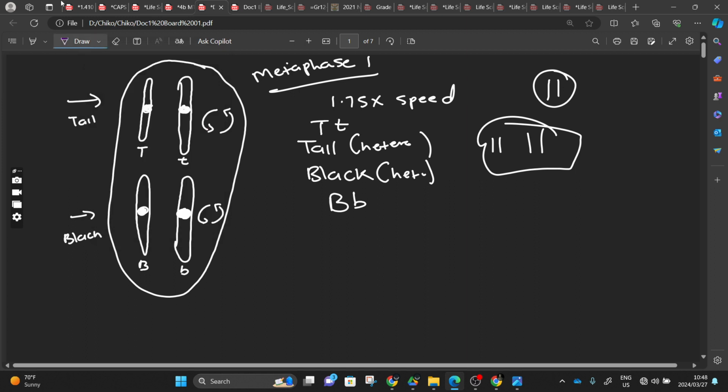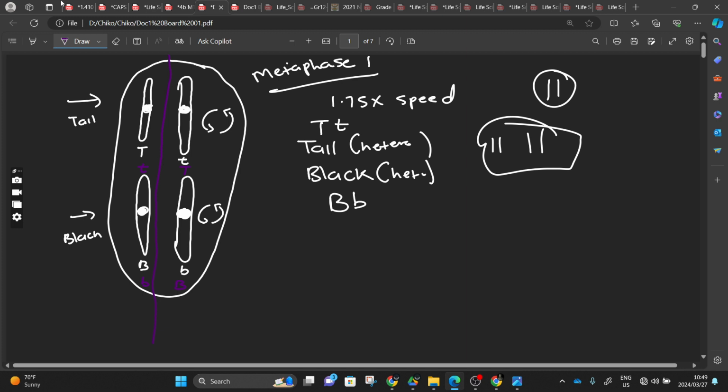We can say if this T and T rotate, it means that this side will have small letter T and this side will have capital letter T. And then if this and this rotate, this side will have small letter B and this side will have a capital letter B. But they are still homologous. So when this cell separates, it will depend on which chromosome is at which side of the pole.